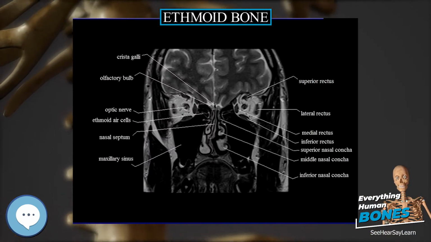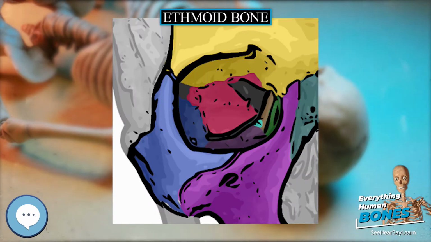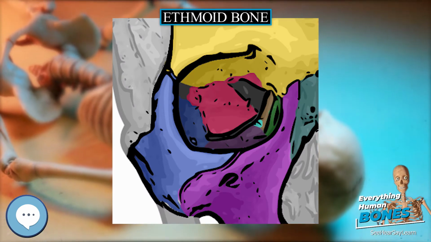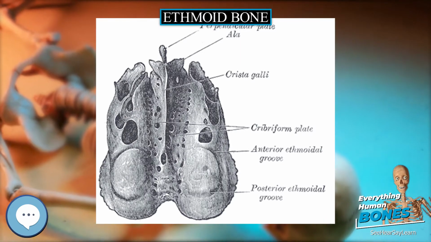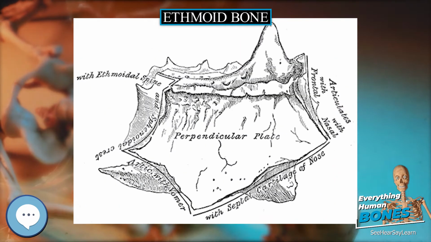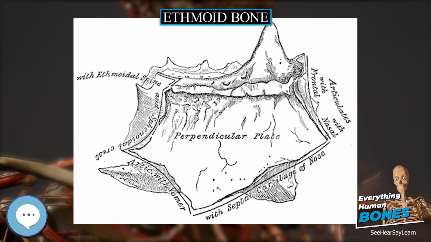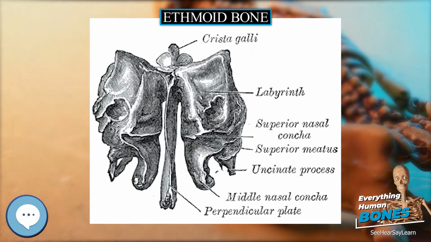The ethmoidal labyrinth consists of a large mass on either side of the perpendicular plate, and the perpendicular plate forms the superior two-thirds of the nasal septum. Between the orbital plate and the nasal concha are the ethmoidal sinuses or ethmoidal air cells, which are a variable number of small cavities in the lateral mass of the ethmoid. Articulations. The ethmoid articulates with 13 bones.